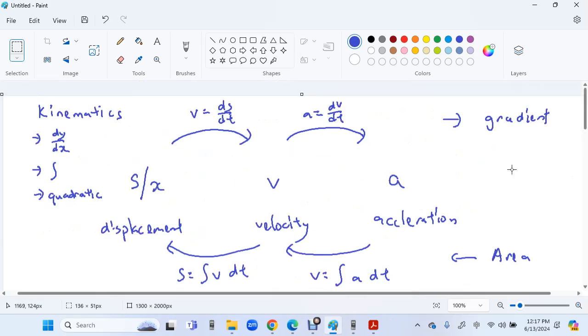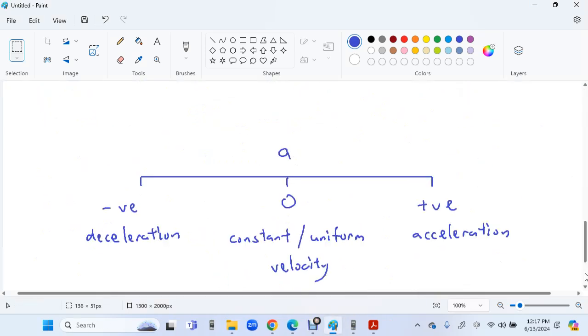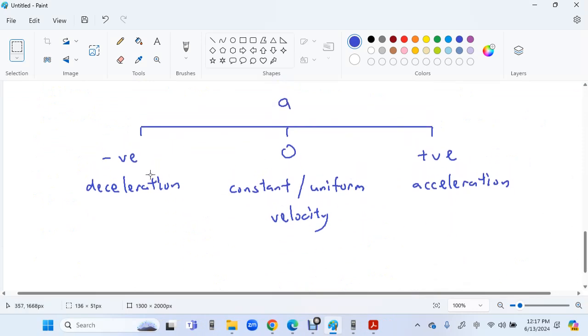And the last component is the acceleration. When it is negative, then it is deceleration. When it is positive, then it is acceleration. When it is constant velocity or uniform velocity, then the acceleration is equal to 0.